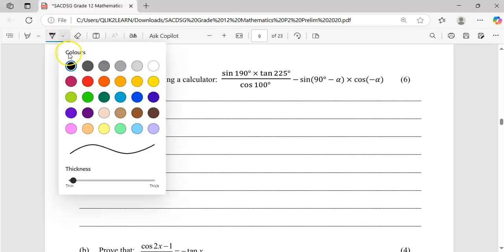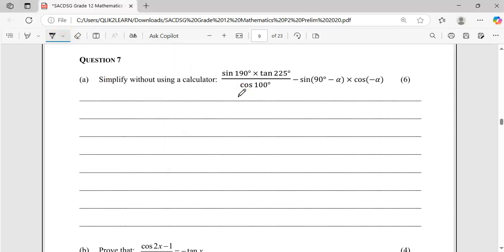Okay, let's try and simplify this question. They want us to simplify this without using a calculator. So the first thing that we're going to do is to reduce our angles. And how do we reduce our angle? You check in which quadrant that angle is.